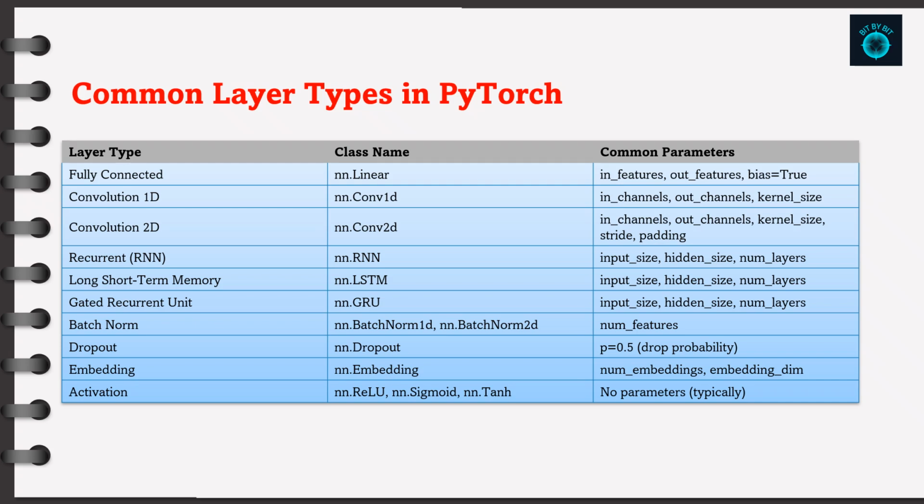Use dropout to prevent overfitting by randomly dropping units during training. It's common in fully connected layers, especially before the output layer of classification networks. Use embedding layers when dealing with categorical input data, like words or tokens. It maps each category or token to a dense vector and is a key part of NLP models.